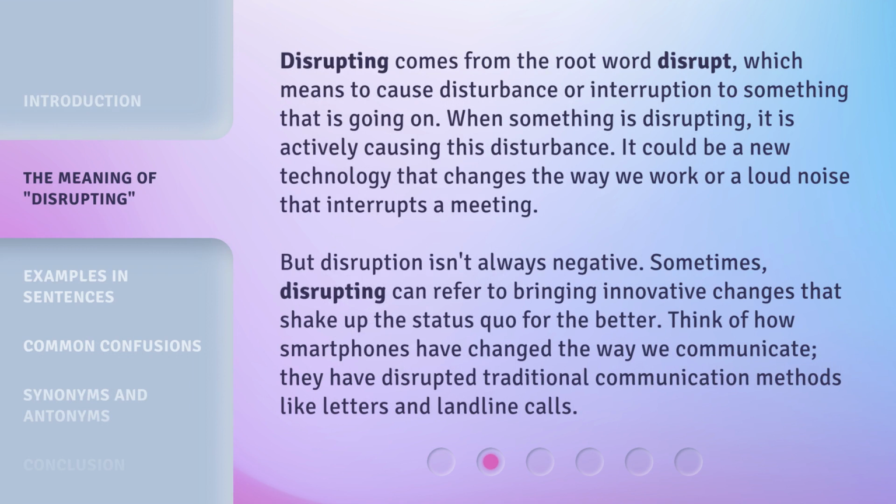Disrupting comes from the root word disrupt, which means to cause disturbance or interruption to something that is going on. When something is disrupting, it is actively causing this disturbance. It could be a new technology that changes the way we work or a loud noise that interrupts a meeting.